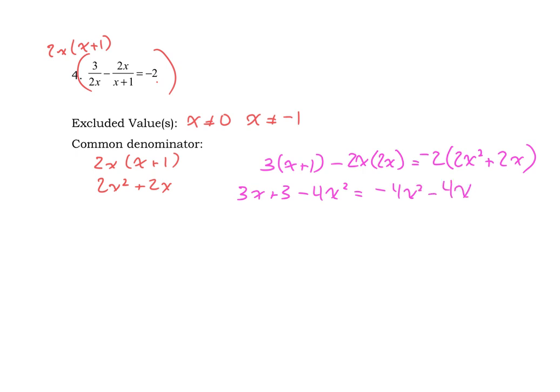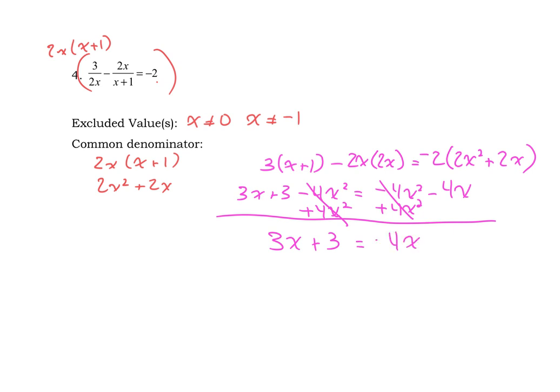I see I have a quadratic, so I'm going to go ahead and add the 4x squared. And look, it cancels out on both sides. So I'm left with 3x plus 3 equals negative 4x. So I'm going to go ahead and subtract that 3x, since the x was over on that side.